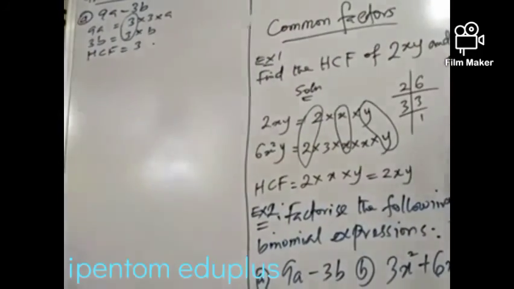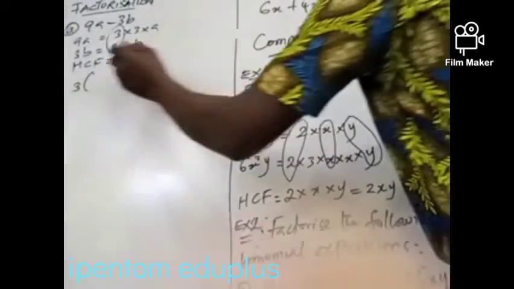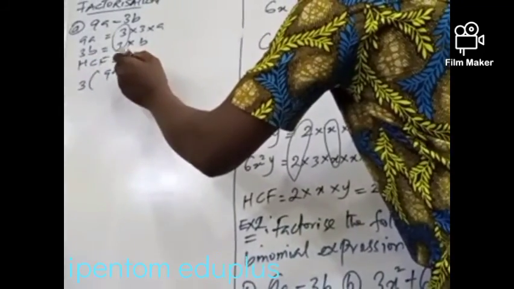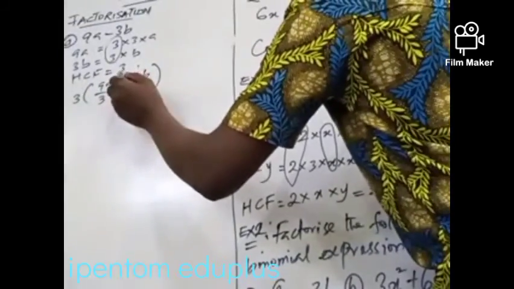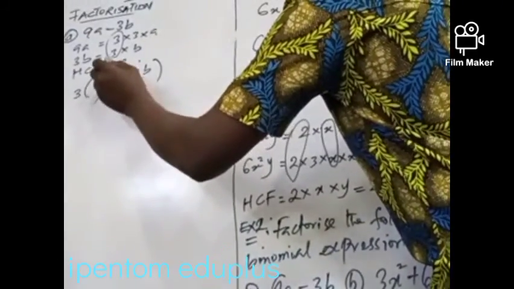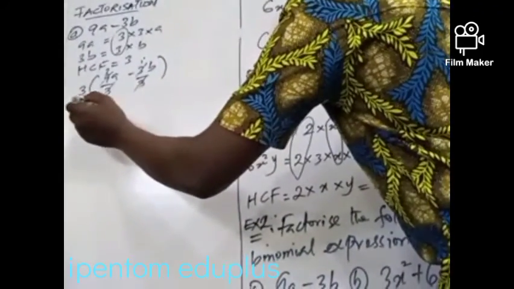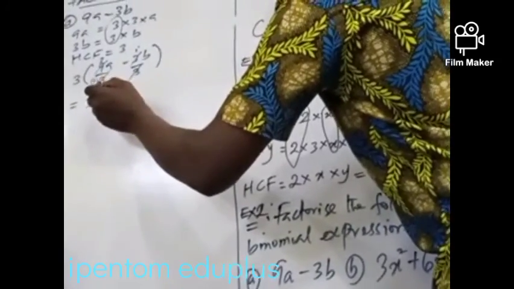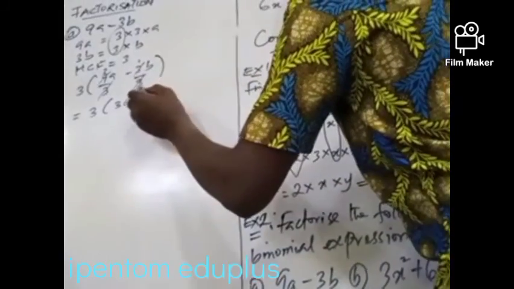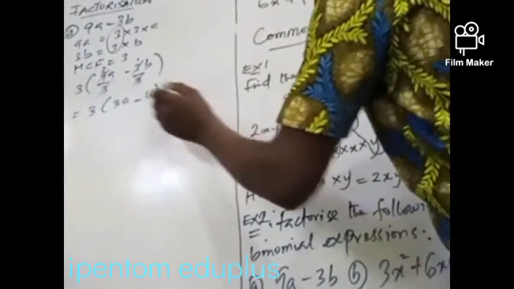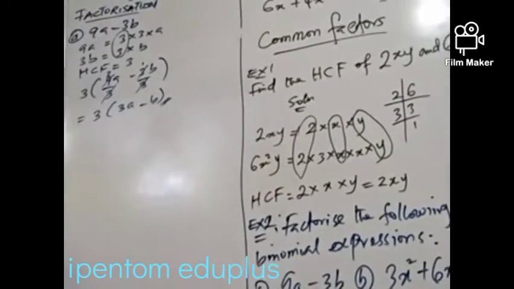So what do we now do with the highest common factor? We write the highest common factor out and open a bracket. We have 9a minus 3b. We now use the highest common factor to divide each of the terms, so that 3 in 9 will give us 3, 3 in 3 will give us 1. So this will now give me 3 into 3a minus 1b, which is the same as b. So that is it. You can see that we have used our knowledge of HCF to factorize.